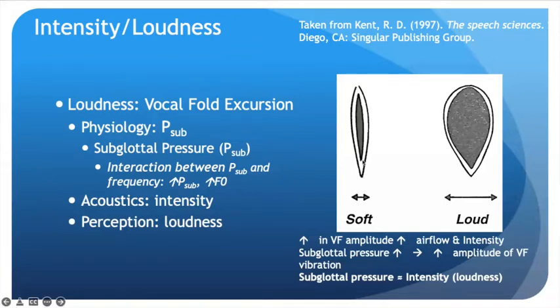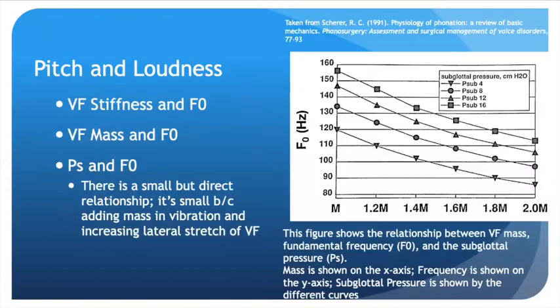You can see soft phonation with relatively small amplitude of vibration. Here's loud phonation, so a very large amplitude of vibration. So subglottal pressure is a primary control variable for intensity and loudness. When pressure is greater, fundamental frequency will also be slightly greater as well. So pressure is a primary control variable for loudness, but all things being equal, when you have a higher subglottal pressure, the pitch will also be higher as well.